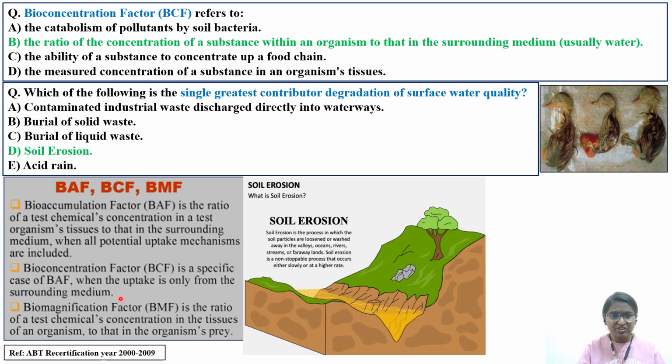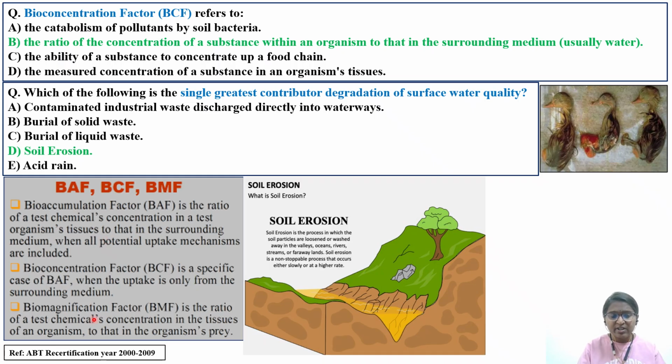Coming to bioconcentration factor, the exact definition is a specific case of BAF. So within bioaccumulation factor, one specific case is bioconcentration factor, when uptake is only from the surrounding medium. For example, if a fish or certain zooplankton or phytoplankton is in a water body or the sea, the exposure is through only one specific exposure route. That is the reason for bioconcentration factor. Accumulation, on the other hand, is from various sources. It can be exposure through air, water, or soil.